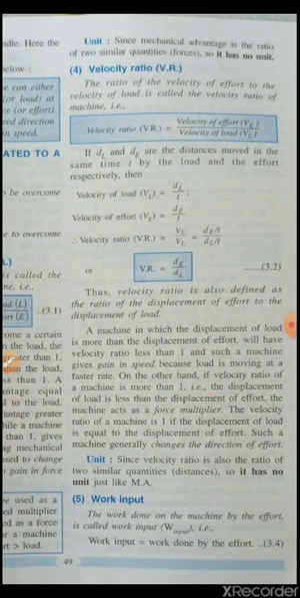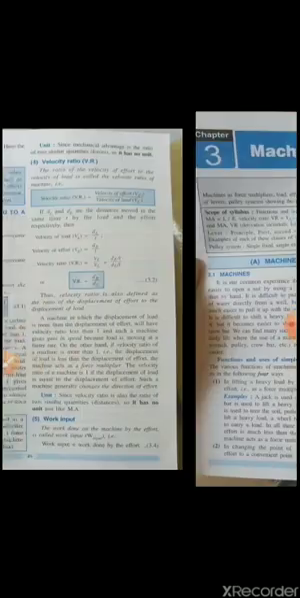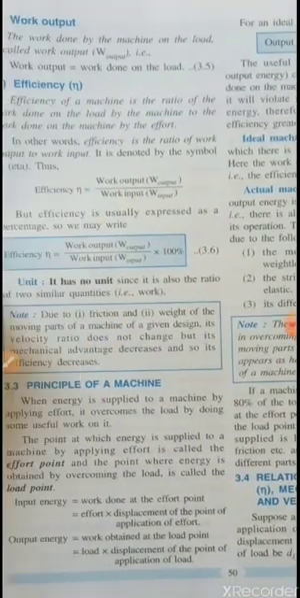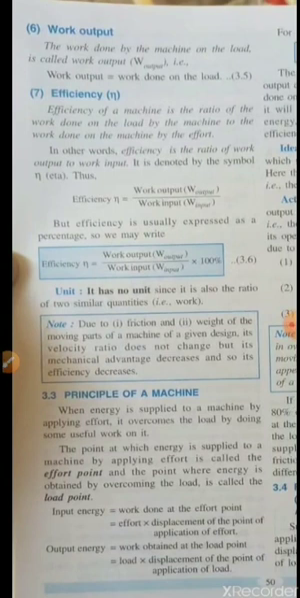So work input, the work done on the machine by the effort is called your work input. So work done formula, force into displacement. The force here is nothing but effort into distance moved by the effort. So next one, work output. Work output means it is the work which we obtain from our machine. The work finally done by the machine is called your work output. So work done, force into displacement. The force applied here is load and the displacement of your load.